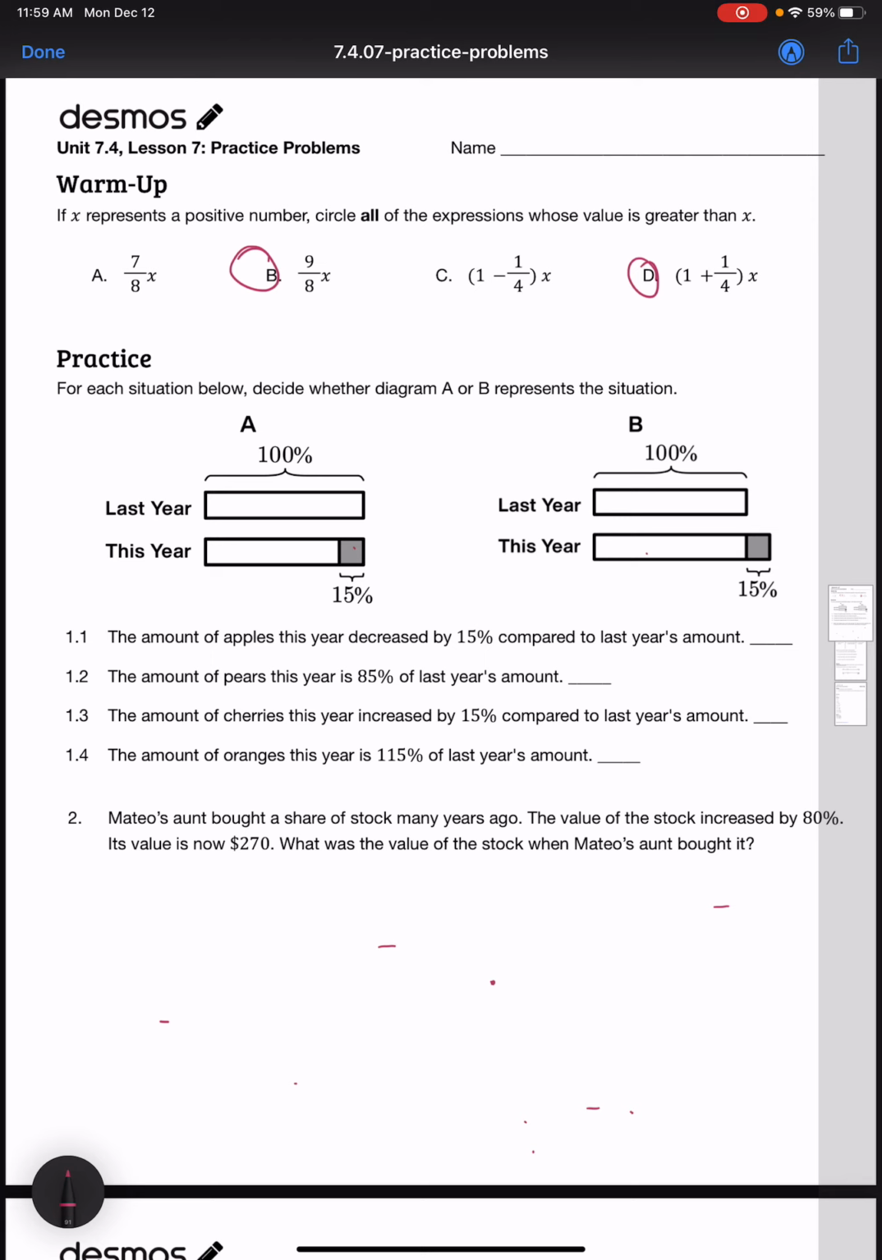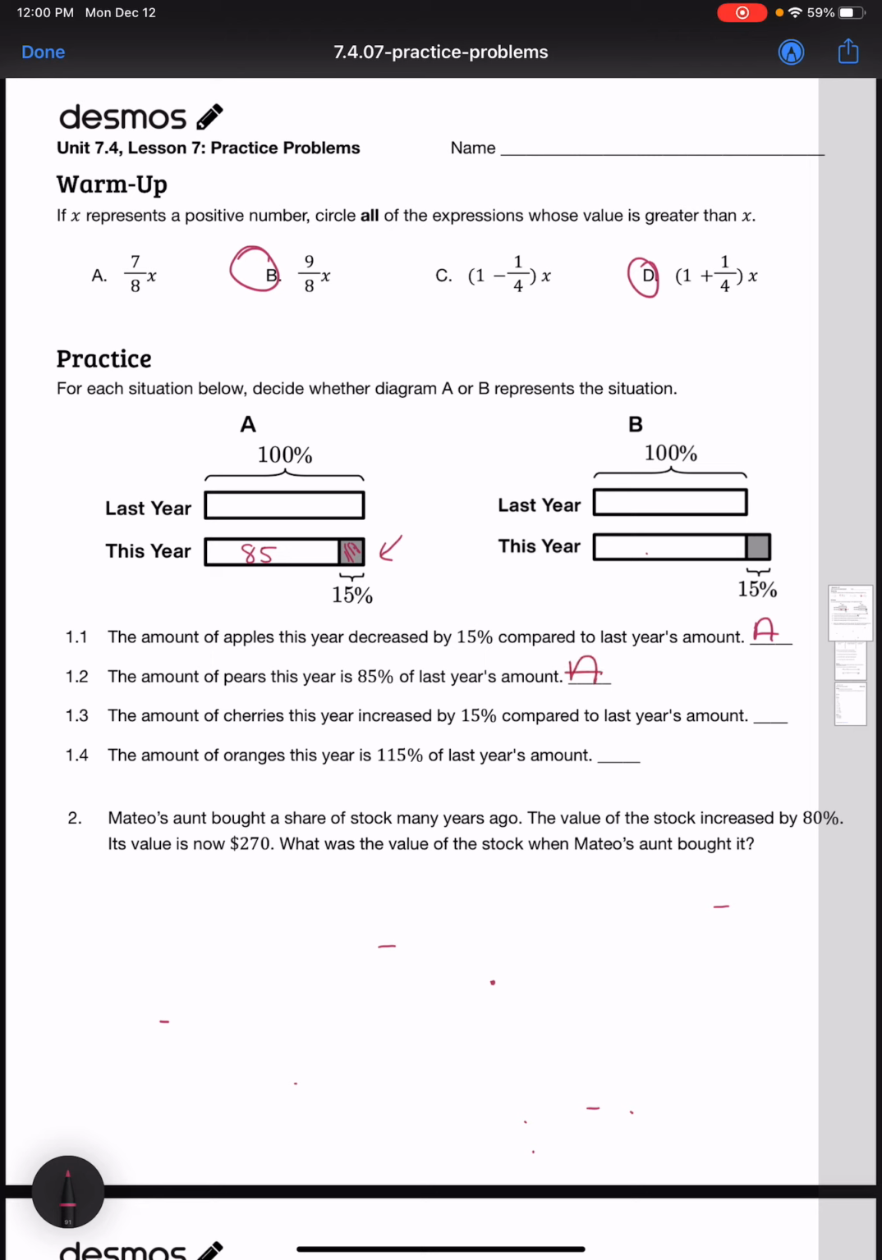So last year, they had 100%, and this year, it looks like they have decreased by 15%, because we're taking that away. And in situation B, last year we had 100%, only this time we're adding 15% more because our line has gotten longer. So the amount of apples this year decreased 15% compared to last month. The only one that's showing a decrease is A. The amount of pears this year is 85% of last year's amount. If I had 100 minus 15, I would be given 85%, which would be A as well.